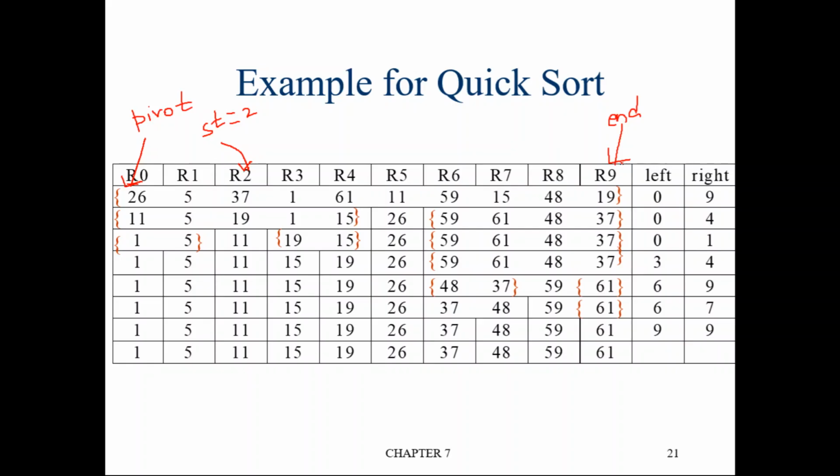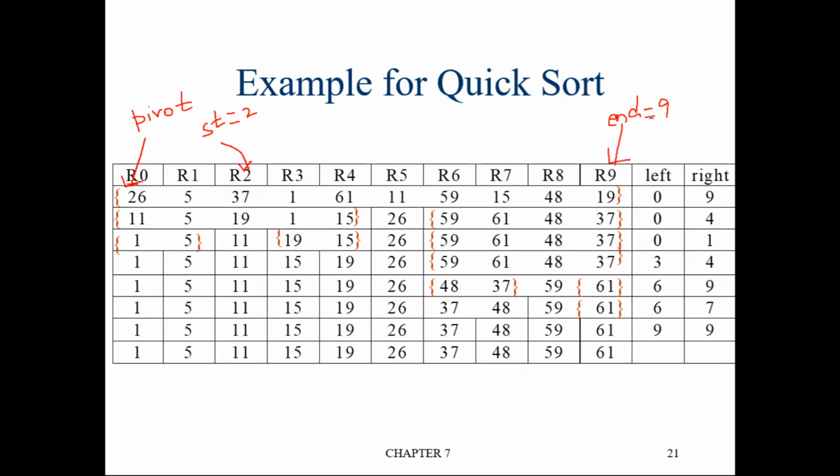Now similarly you compare for end: is the value at end location greater than pivot? For start we have to check less than or equal to pivot, for end we have to check only greater than. Is this element greater than the pivot element? No, it's not. If it is greater, you have to decrement. Now it's not greater than the pivot element because this is 19 and the pivot is 26, so we won't decrement and end will remain as it is. End is 9.